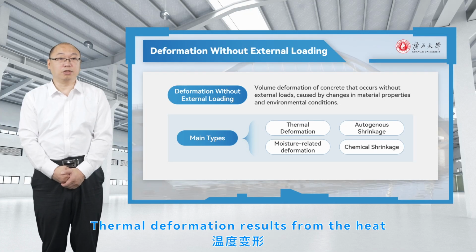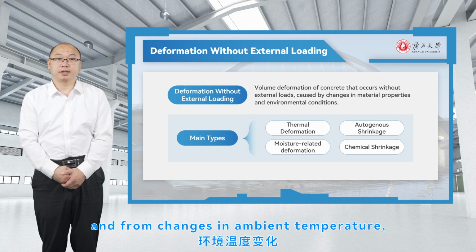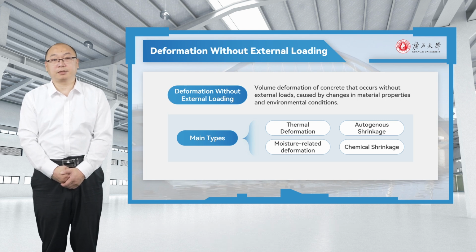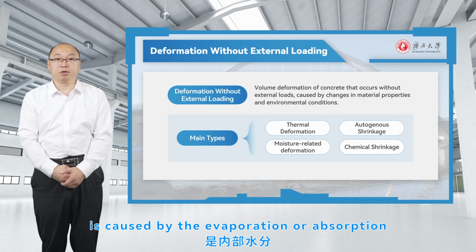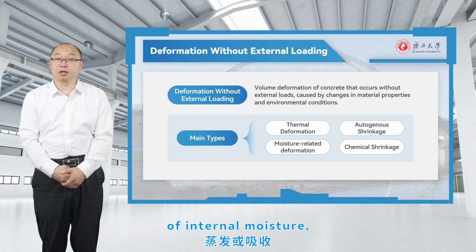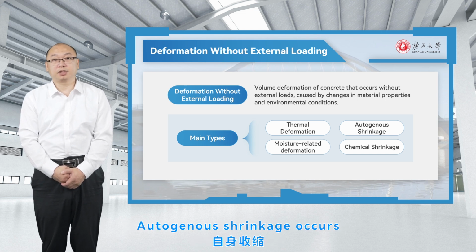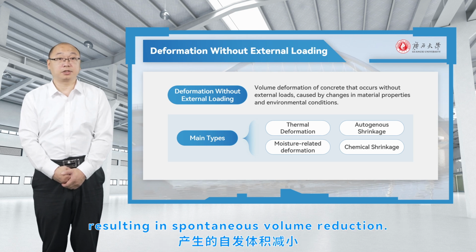Thermal deformation results from the heat released during cement hydration and from changes in ambient temperature, causing expansion and contraction. Moisture-related deformation is caused by the evaporation or absorption of internal moisture, leading to shrinkage or swelling. Autogenous shrinkage occurs when cement hydration consumes internal water, resulting in spontaneous volume reduction.